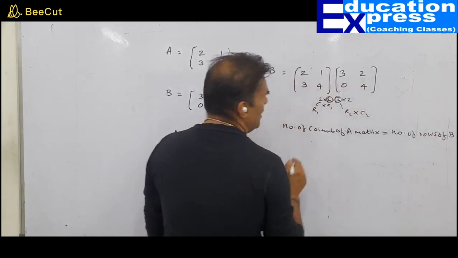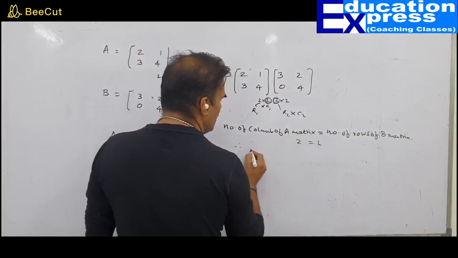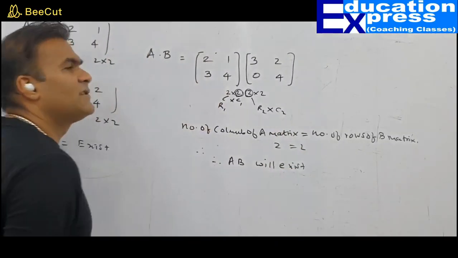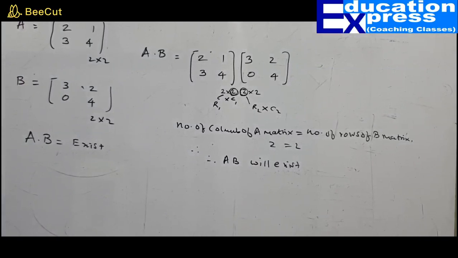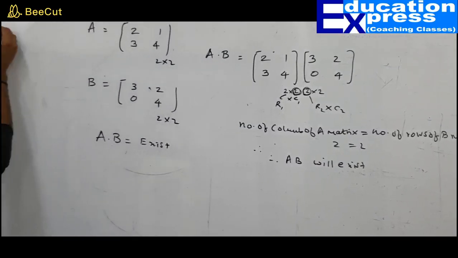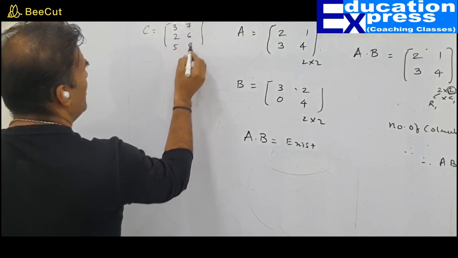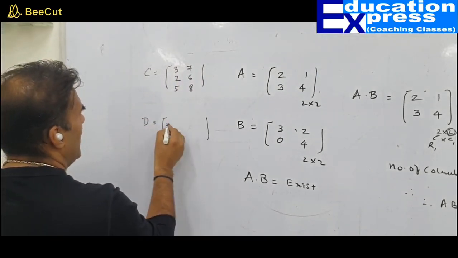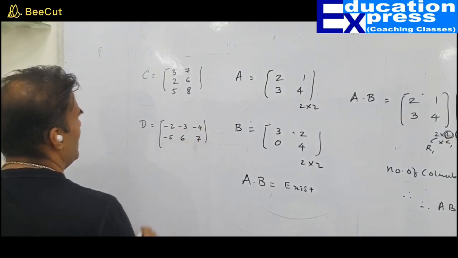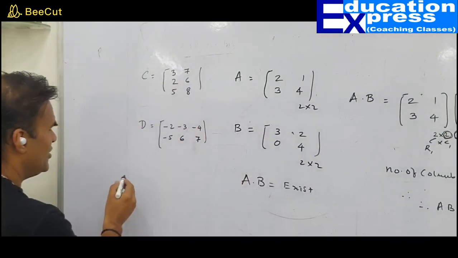If that is identified, here it is the same: 2 equals 2. Therefore, AB will exist. So my simple question now is, you only have to answer whether it will exist or not. Matrix A: 3, 2, 5, 7, 6, 8. Matrix C: -2, -3, -4, -5, 6 and 7. I want to know if AC will exist or not.